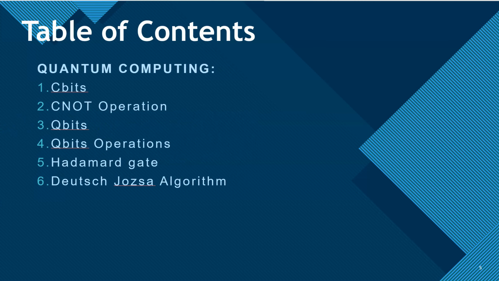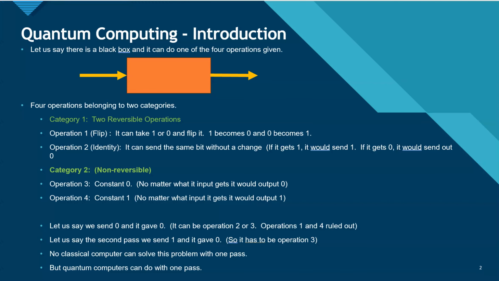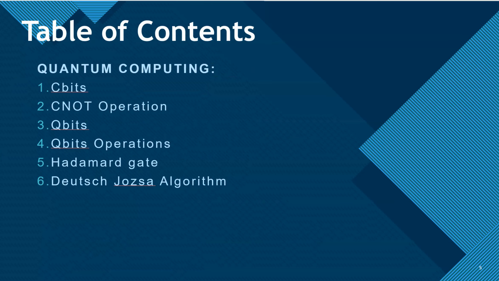And once you do that, we could go to the C-bits and the CNOT operation, and the qubit and the qubit operations. And the Hadamard gate is what quantum computing is using. And then we would look into the Deutsch-Jozsa algorithm. And that's what we discuss here, how to do this in one shot. And that's the Deutsch-Jozsa algorithm.